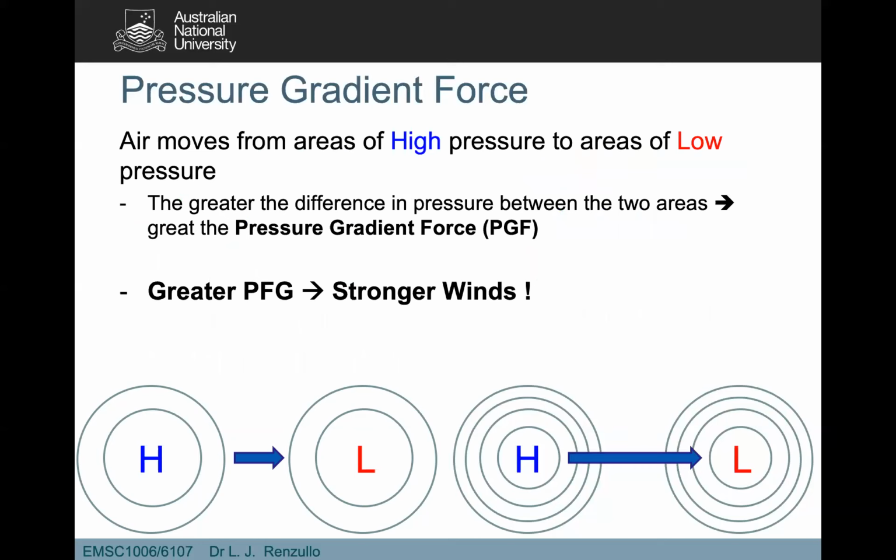So in a pressure gradient force, air moves from areas of high pressure to low pressure. The greater the difference in pressure between the two areas, the stronger the pressure gradient force. The stronger the force, the stronger the winds in our case. So we will see in subsequent parts of the lecture and next lecture as well, these surface pressure maps, the synoptic maps that you might be familiar with looking at the Bureau's website, regions of high and low pressure, and the contours displayed on these maps indicating the strength of the winds in the area.